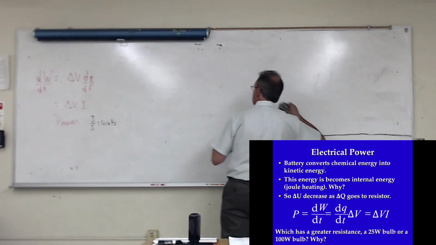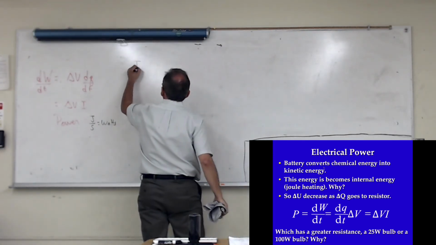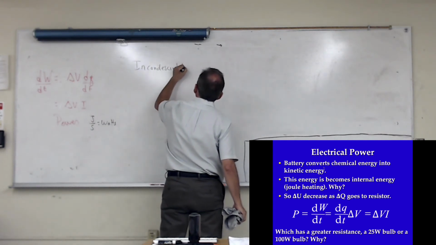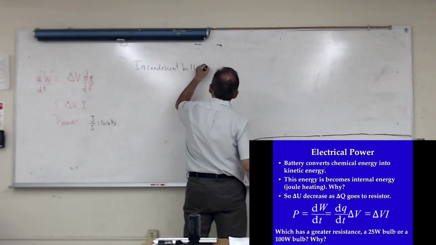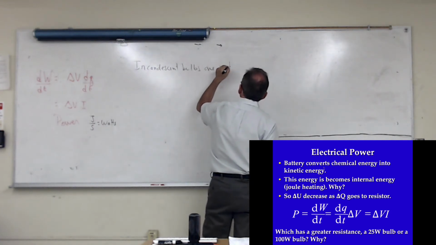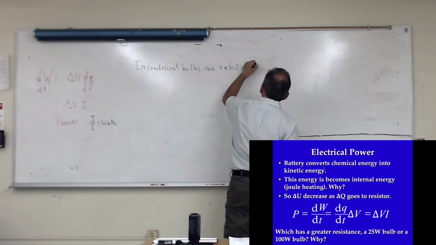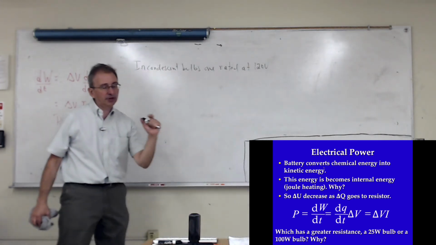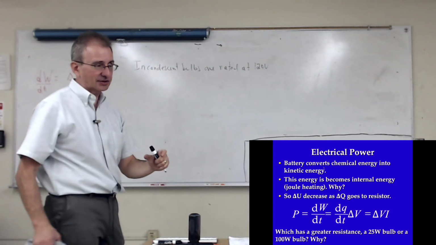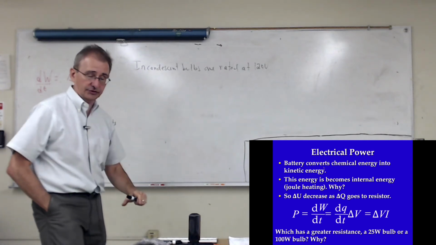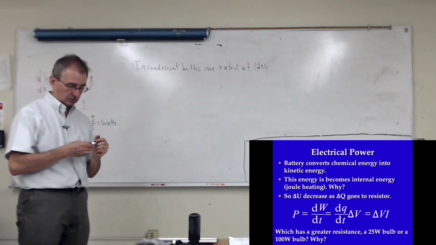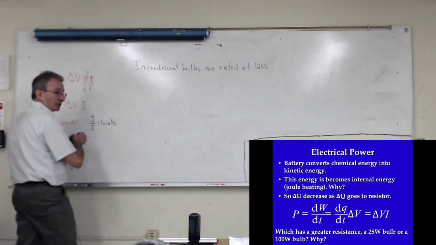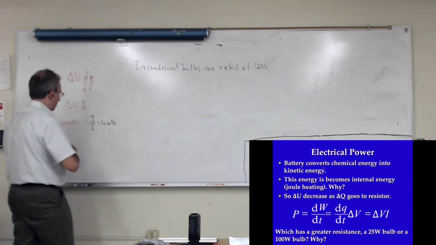120, yeah. So incandescent bulbs are rated at 120 volts. So when you look at an incandescent bulb and it says it's 25 watts, that's 25 watts at 120 volts. Okay? Now, let's take a look at this equation first before I go on. This delta V times I.